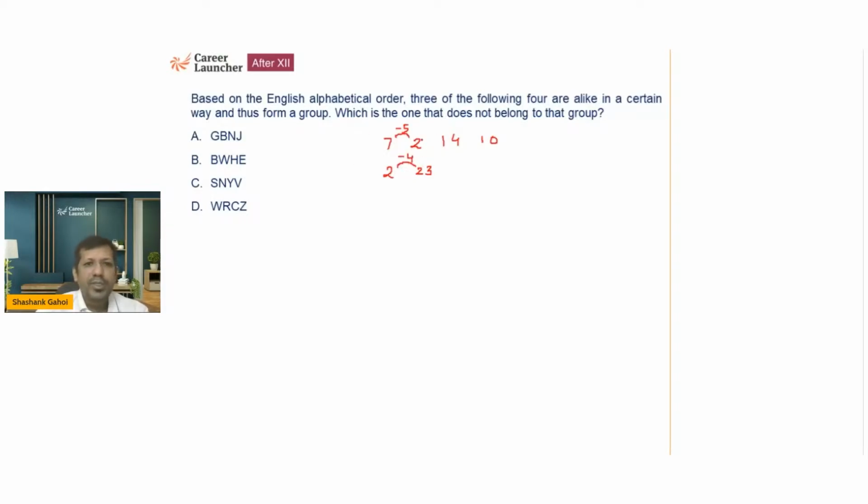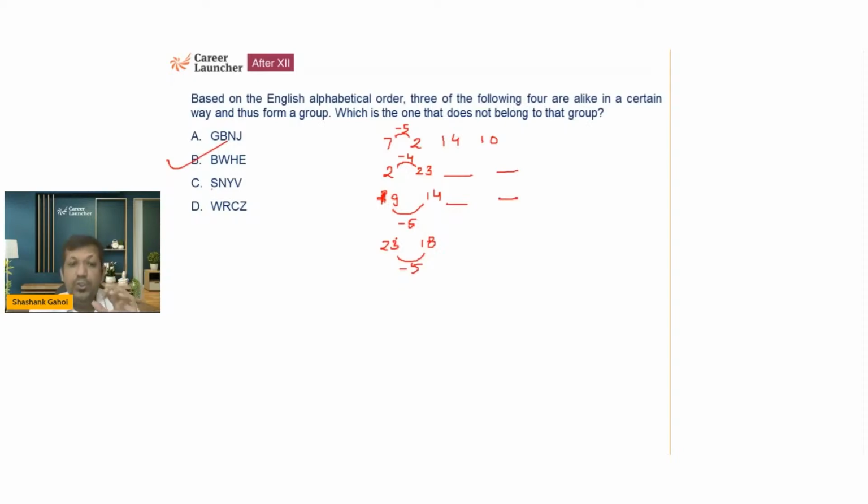So anyhow, let's see. S is what? Sorry, S is 19. N is going to be 14. Am I getting a decrement of 5? Yes. W is 23. R is going to be what? -5. So am I getting something that is the odd one out? Yes, that is going to be option B. I don't even need to check the other alphabets. That's it. So this is how we can solve the question.